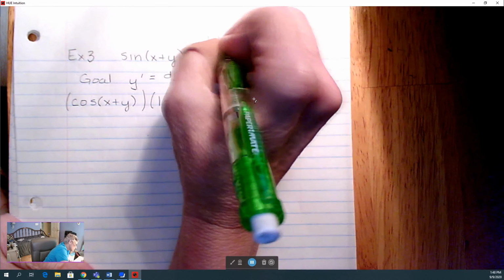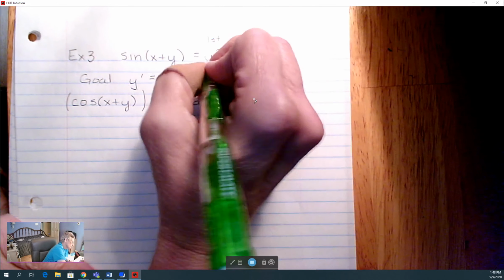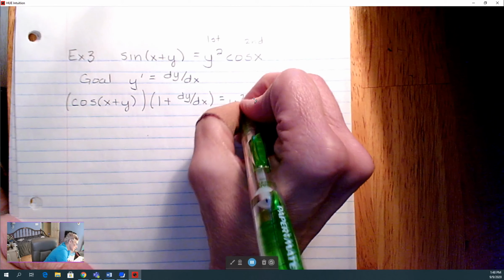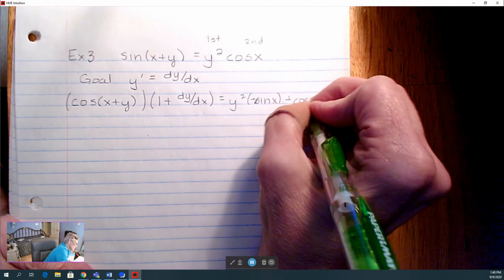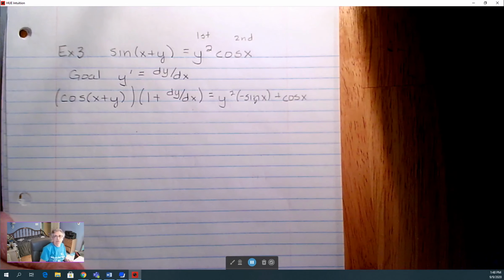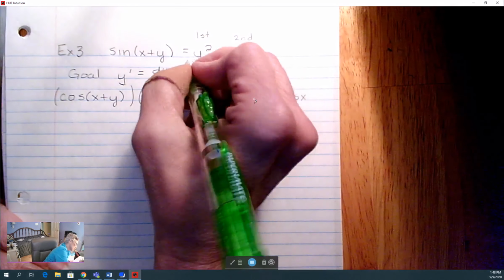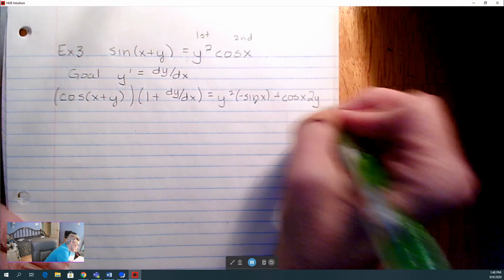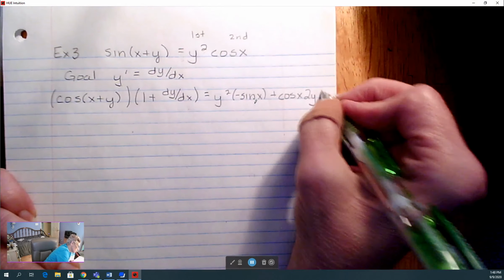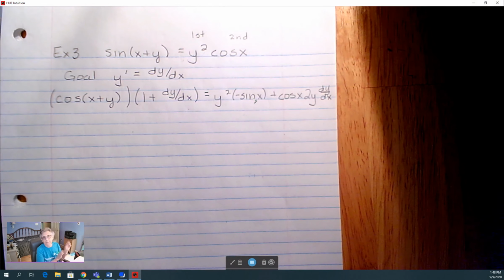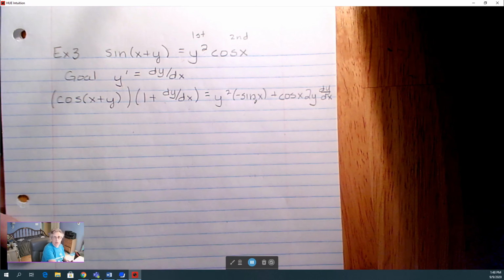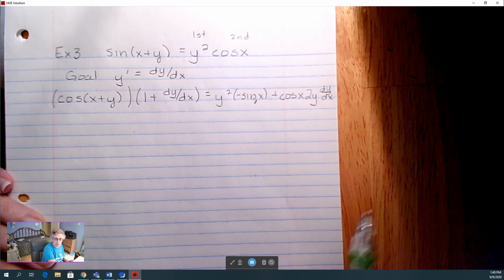Over on the right-hand side, I have a product rule. I have a first and I have a second. First times the derivative of the second plus second times the derivative of first. So chain rule, outside function is squaring stuff, inside function is y. So I'm going to distribute cosine of x plus y, and I'm just going to neaten the rest of this stuff up a little bit.